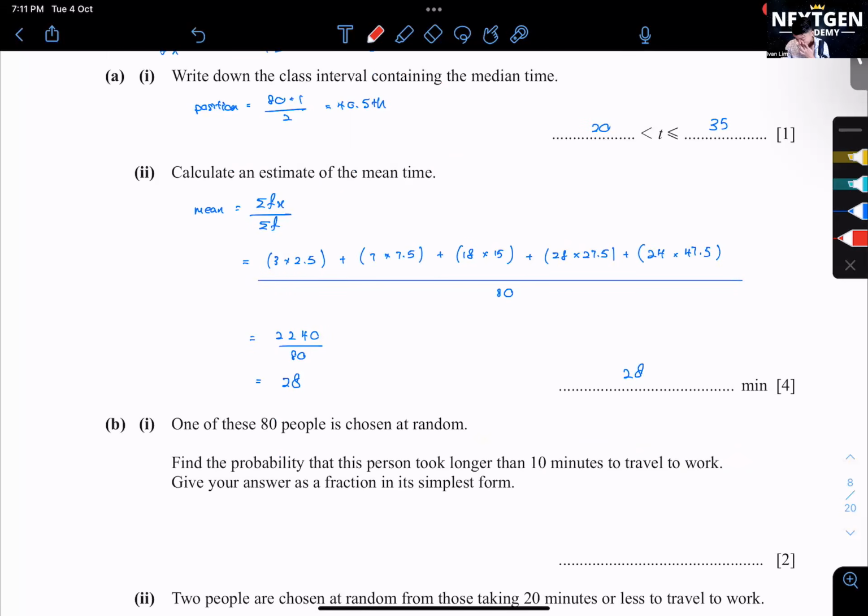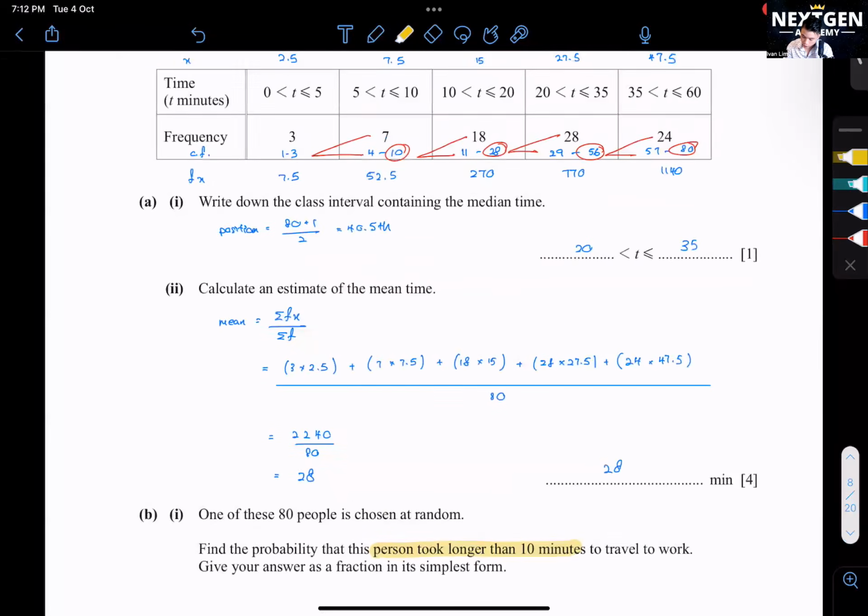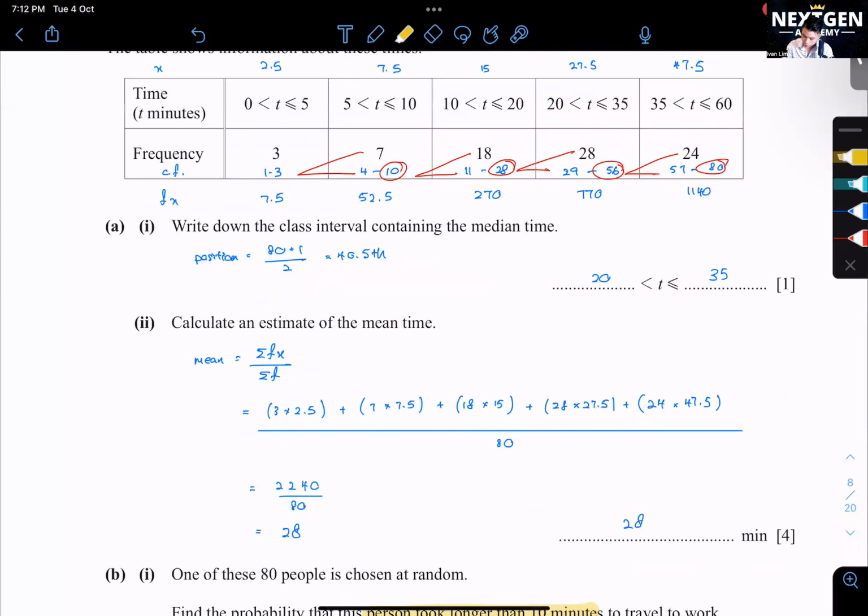All right. One of these 80 people is chosen at random. Find the probability that this person took longer than 10 minutes to travel to work. Give your answer as a fraction in its simplest form. So who took more than 10 minutes? Here, right? 18 and 28 and 24.